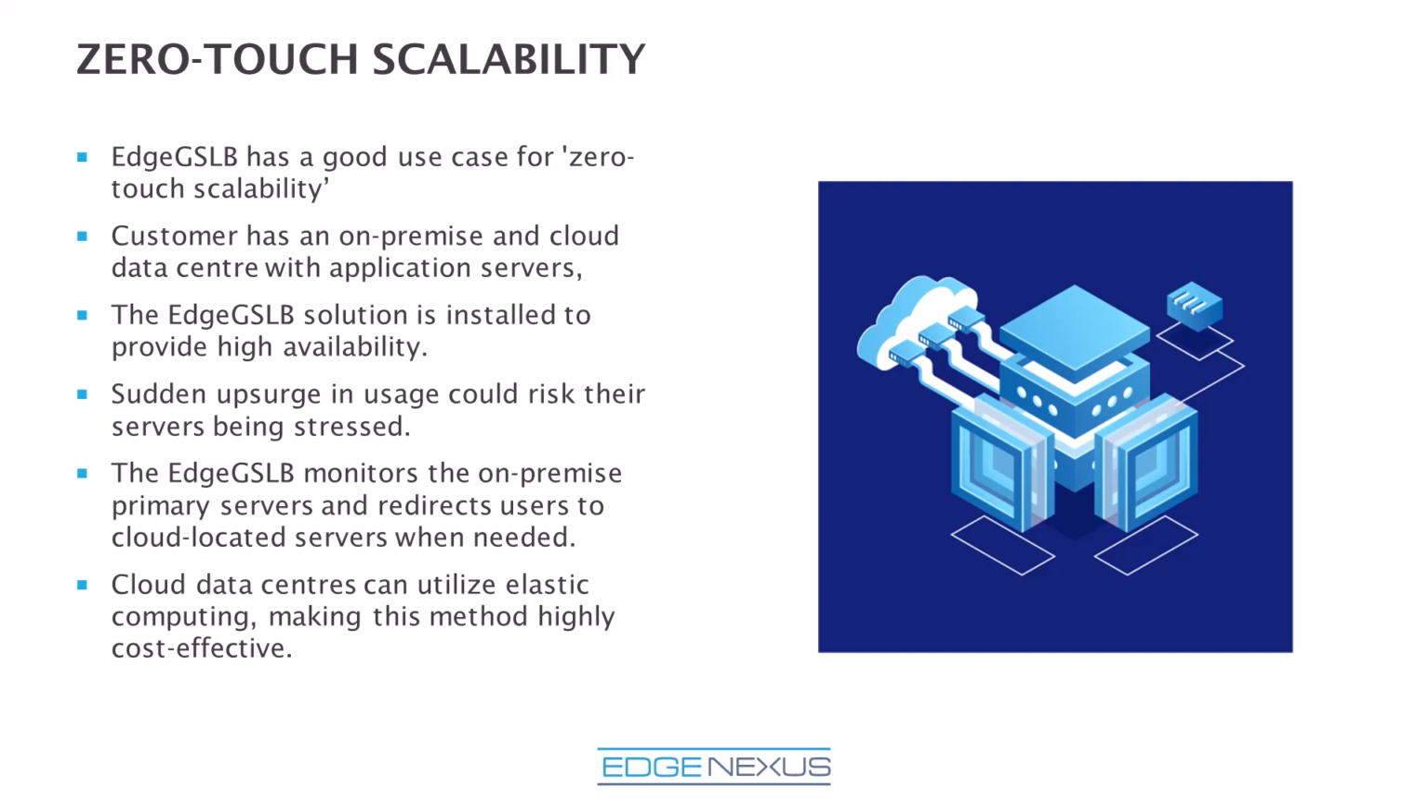They then experience a sudden upsurge in usage and risk their servers being stressed. The EdgeGSLB can monitor the usage in the on-premise primary servers and redirect users to the cloud-located servers when needed. Since cloud data centers can utilize elastic computing, this method proves to be highly cost-effective to use.